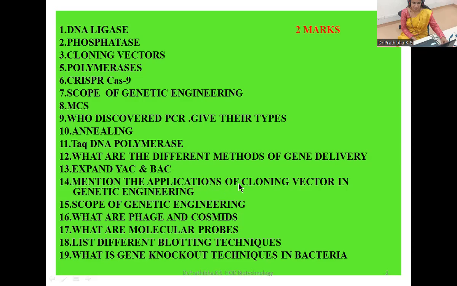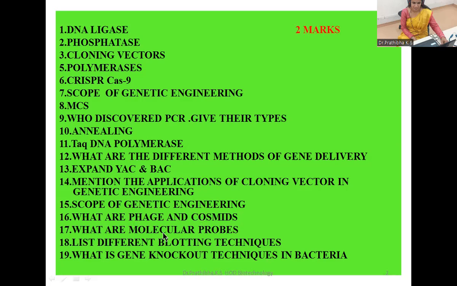Mention the applications of cloning vector in genetic engineering. Any 3 to 4 applications for your 2 marks. Then scope of genetic engineering, you need to mention here. What are phage and cosmids? Just define how phage is used as a cloning vector. Cosmids are also one of the cloning vectors. Phage is also one of the cloning vectors. So define what is this phage and cosmids in genetic engineering.